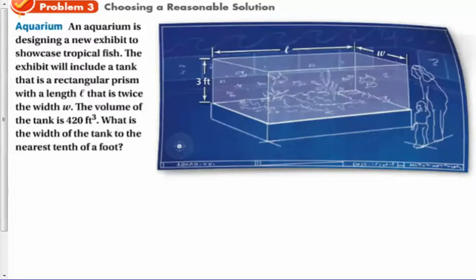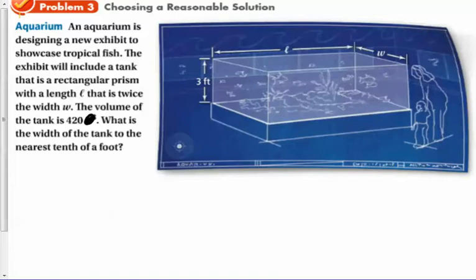Let's take a look at this one right here, problem number 3, choosing a reasonable solution. An aquarium is designing a new exhibit to showcase tropical fish. The exhibit will include a tank that is a rectangular prism with a length L that is twice the width W. The volume of the tank is 420 cubic feet. What is the width of the tank to the nearest tenth of a foot? Don't worry about this part right here. That's just telling us that we're talking about volume.